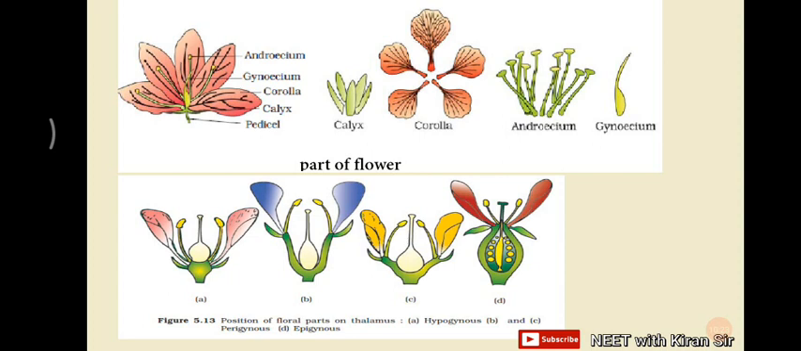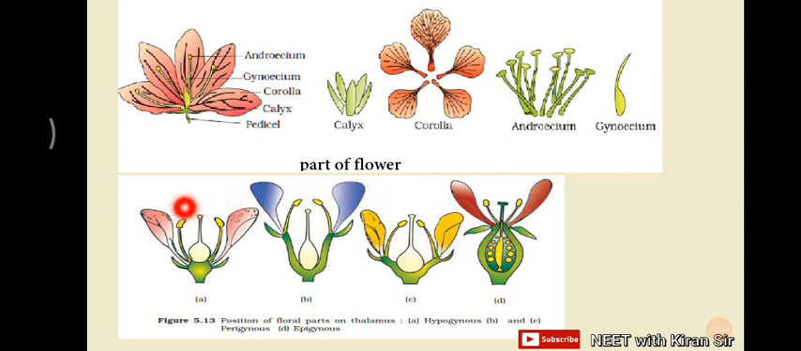When I talk about androecium, it is a group of stamens. When I talk about gynoecium, it is a group of carpels or pistil. Then, on the basis of the position of the ovary, flowers are said to be of 3 types. The first one we call the hypogynous flower. Look at this one, hypogynous. The second is perigynous, and the third is epigynous.